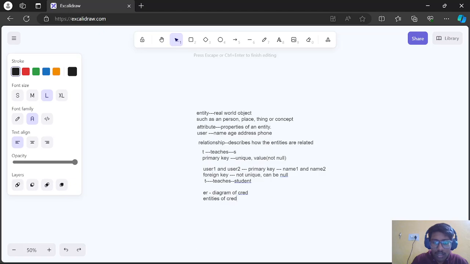As I said earlier, an entity is a real world object, such as a person, a place, a thing, or a concept. Okay, I haven't discussed CRED yet, right? So CRED is basically a card membership payment platform, where for every payment you make, you will be rewarded.